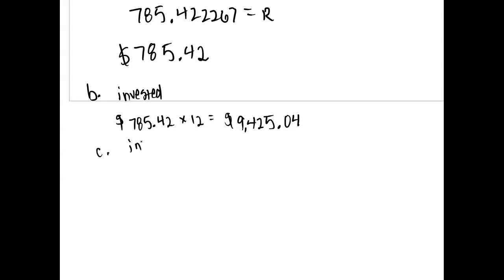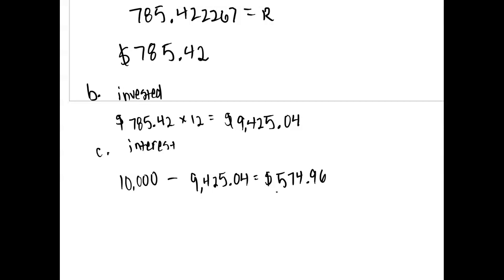How much of his future value was interest? To find this, I will take the $10,000 that Luca anticipates he needs to start his business, minus the $9,425.04 that he invested. So that gives $574.96 of his $10,000 is interest. This concludes example 5, and this concludes video 3.